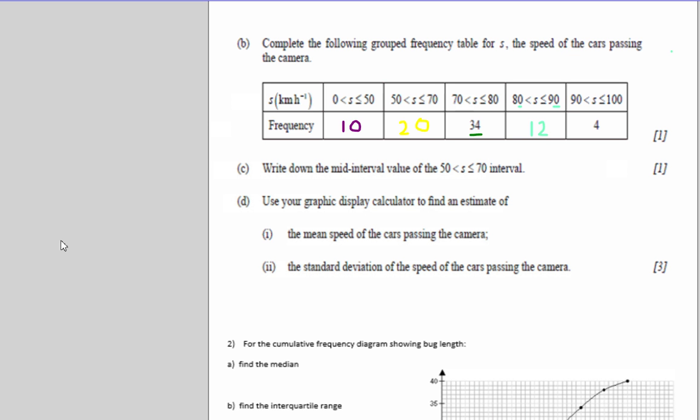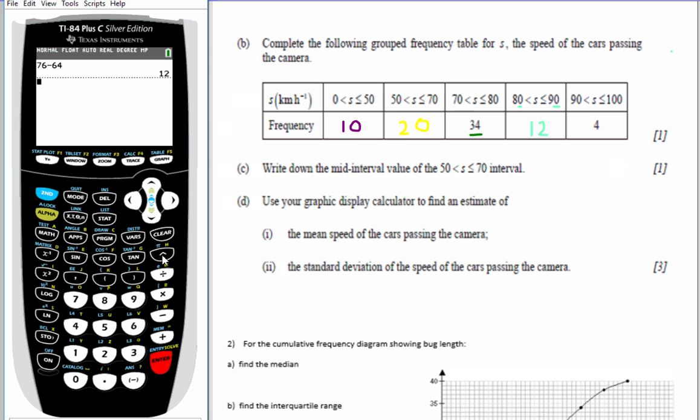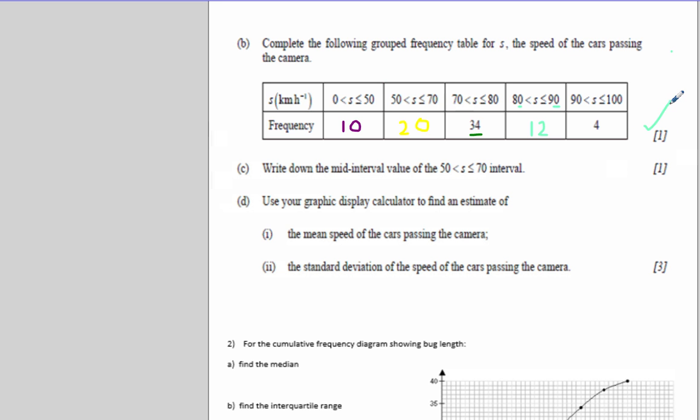And we know there's 80 cars in total, so you can check by adding them all up. Let's see, do these frequencies all add up? We've got 10, 20, 34, 12 plus 4. Good, we get 80, so we're good. Tick. All right, so we've filled in the cumulative frequency table.